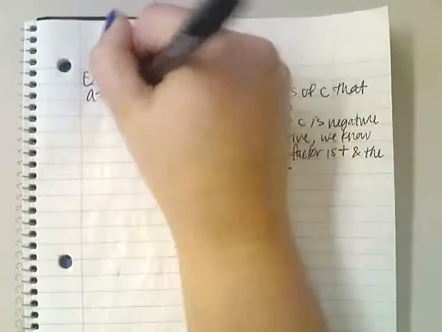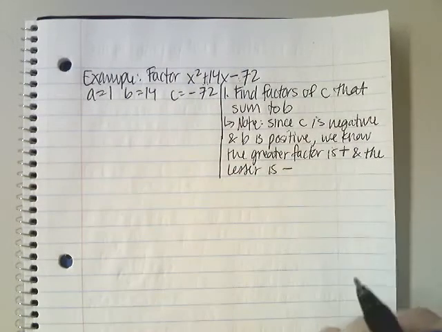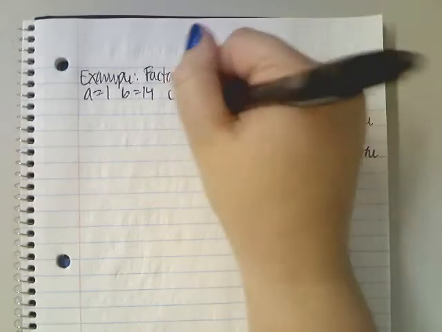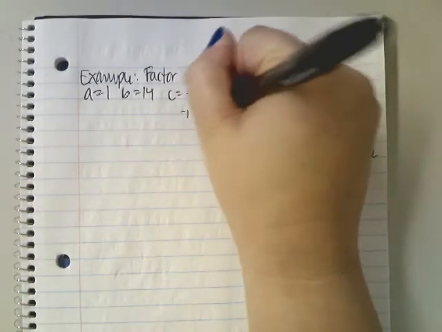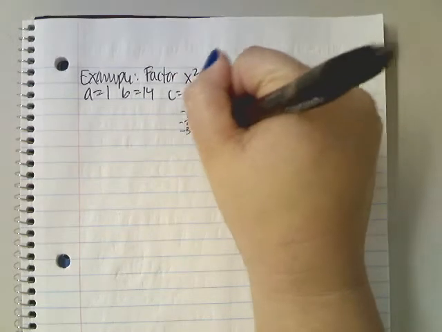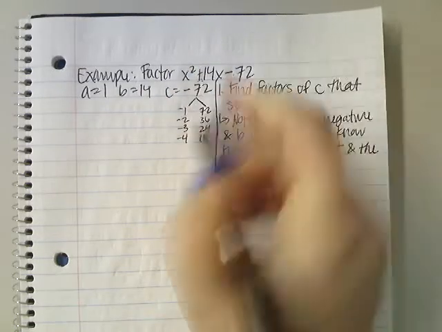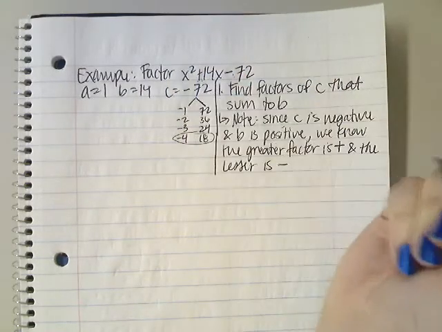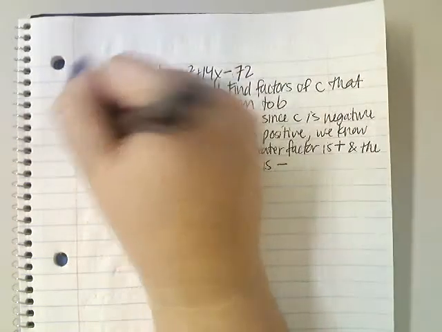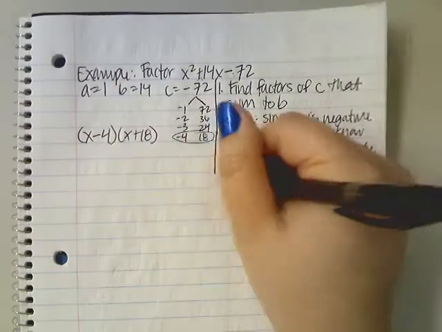So my a value is still 1, b is 14, and c is negative 72. So I'm finding factors of negative 72 that add to 14. I know my lesser factor is negative, so when I'm making my list, I'll make my lesser one negative. So I have negative 1 and 72. I have negative 2 and 36. I have negative 3 and 24. Still none of these are summing to 14. Then I have negative 4 and 18, which if I add negative 4 plus 18 gives me 14. So those will be my factors that I will plug into my equation. So I should get x minus 4 times x plus 18. So this should be my solution.